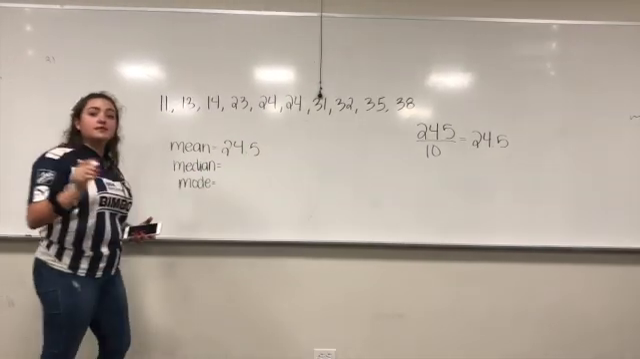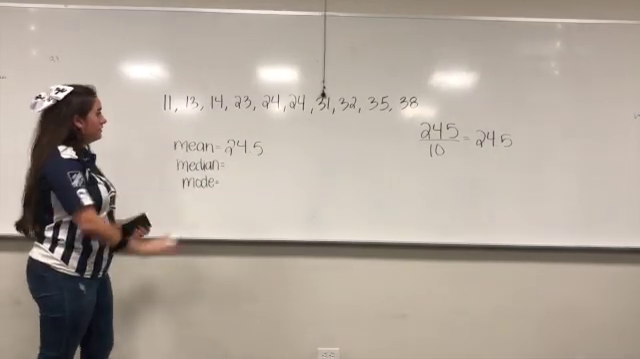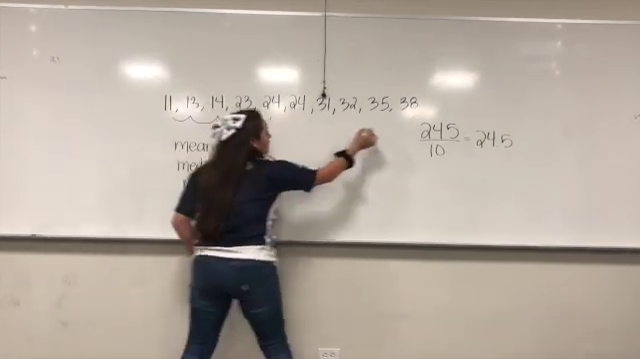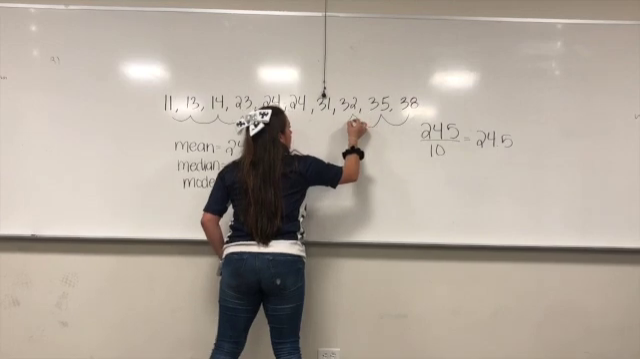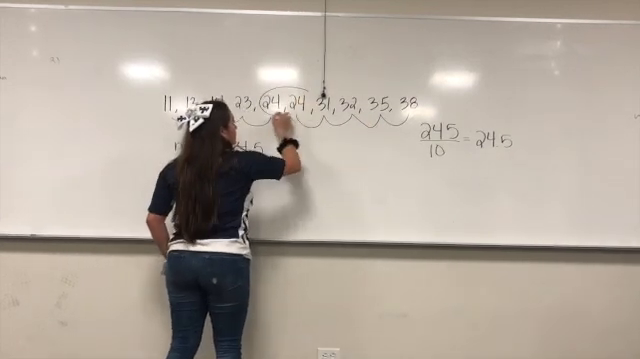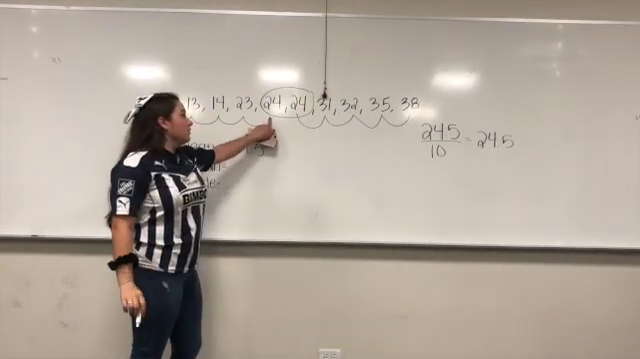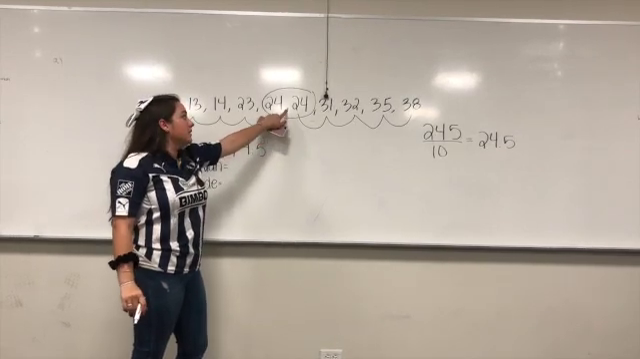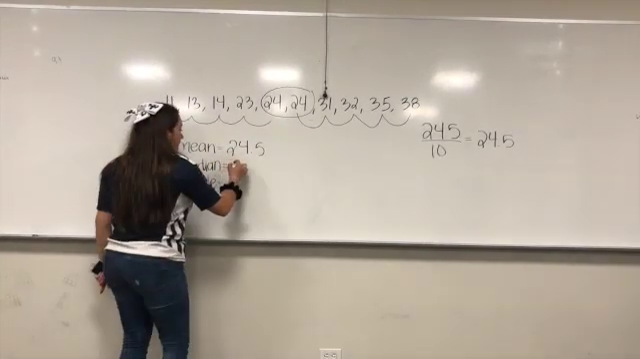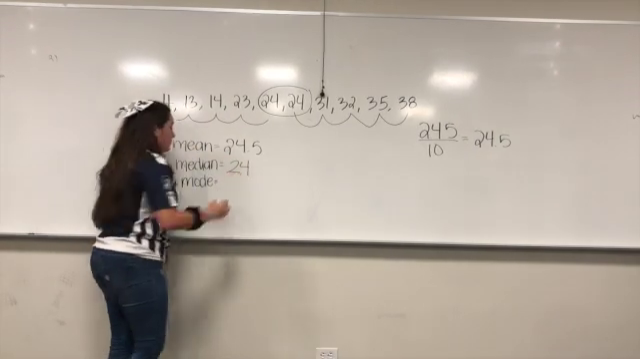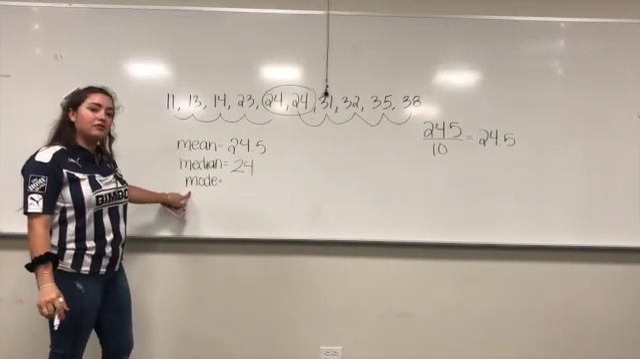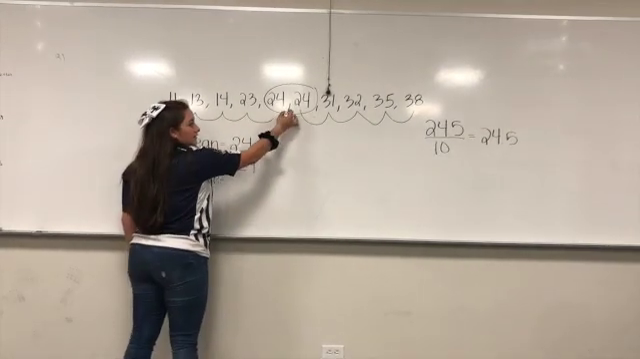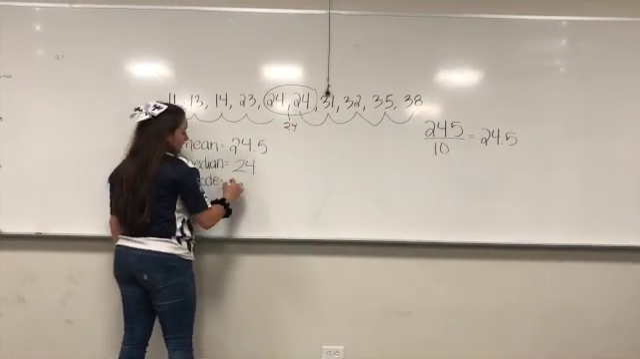The median is the number in the middle of the sequence. So here we want the middle two. If they were different, we would have to add them and then divide them. But because they are the same, this is the median. And the mode is the number that repeats itself the most in the sequence. So here, the only number that repeats itself is 24. So 24 is our mode.